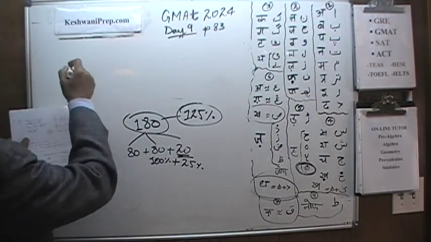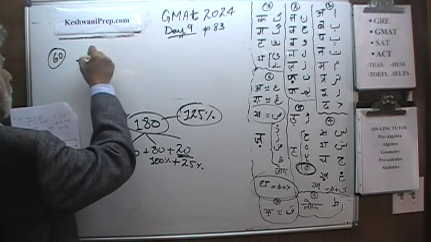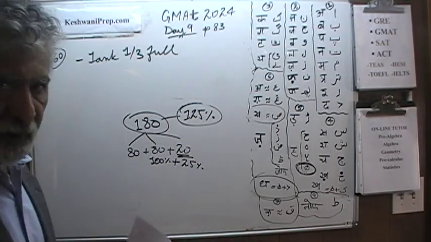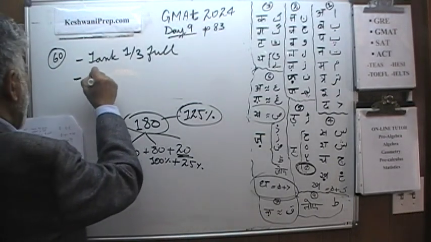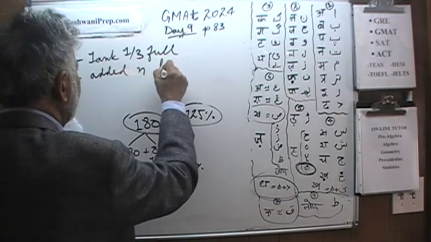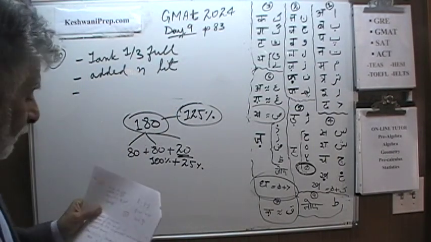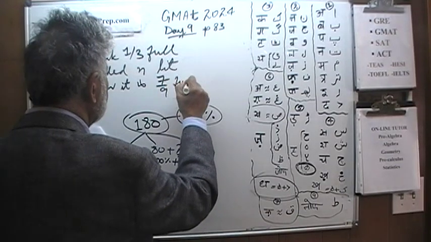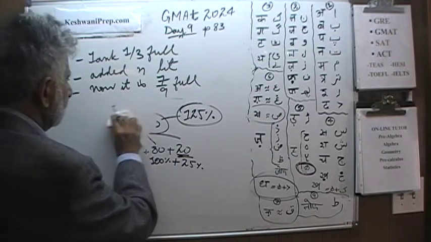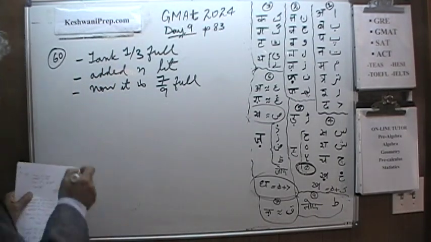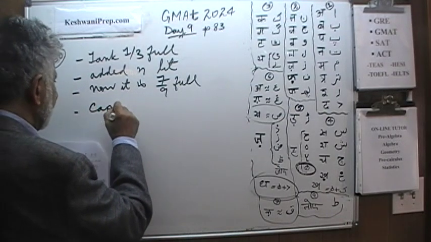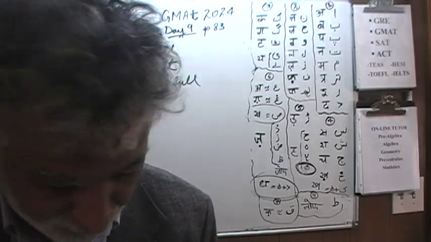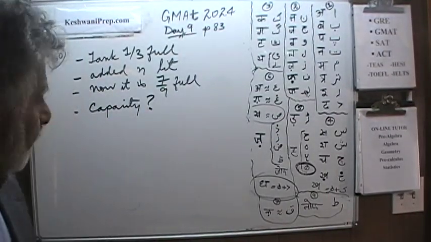Number 60. Number 60, we are told that the tank is one-third full. Right now we have a fuel tank which we know is one-third full, to which we're going to add n liters. And as a result of that, we are told it is 7/9 full. And the question simply is, what is the capacity of the tank in terms of n? Do it yourself.